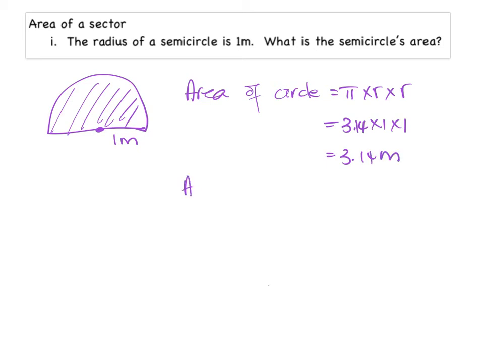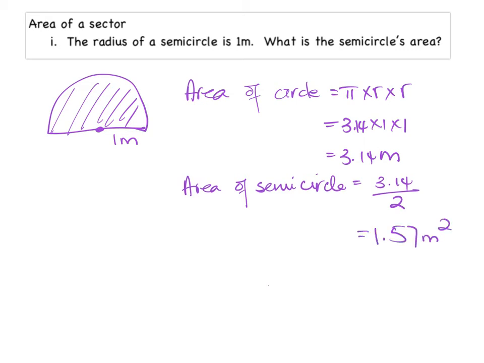So therefore the area of the semicircle will be half of that. 3.14 divided by 2. And that gives us 1.57 meters squared. This would have been 3.14 meters squared, sorry.